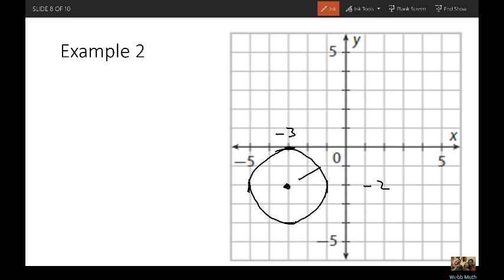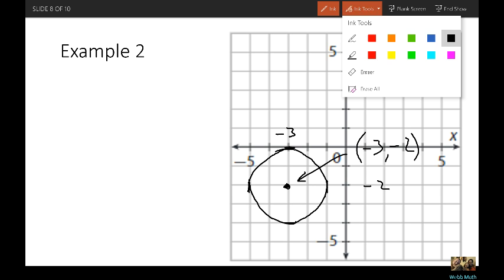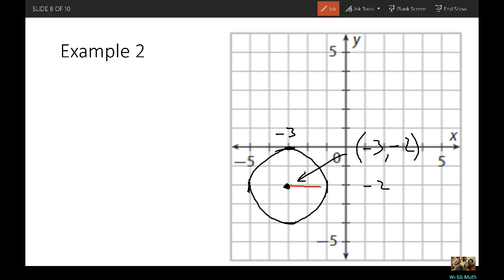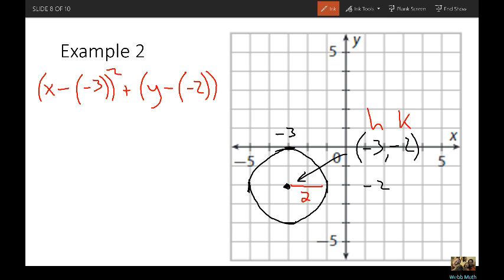All right, so again, it looks like my center is at -3, comma, -2. That's good to know. And my radius is 2 units. Okay, so let's go ahead and create my equation. Again, x minus h, and h is -3. And then I'm squaring all that, plus y minus whatever my k is, which is my -2. And I square all of it, equals my radius, which is 2, squared.